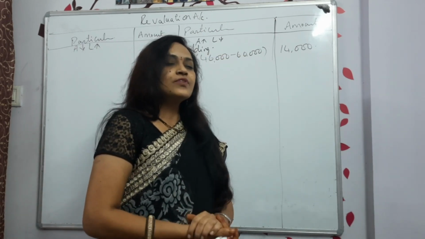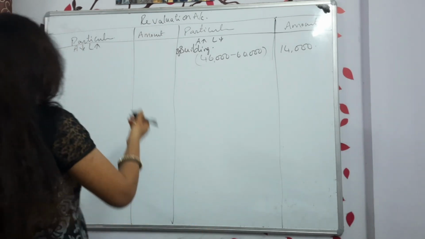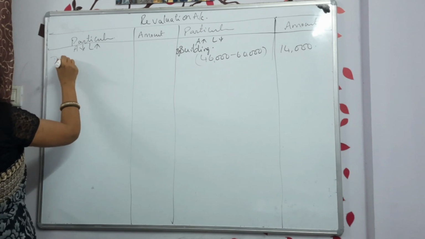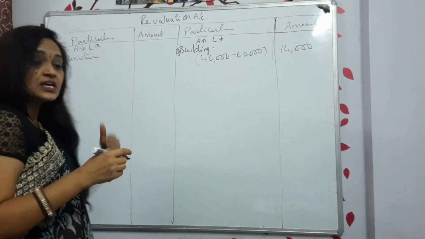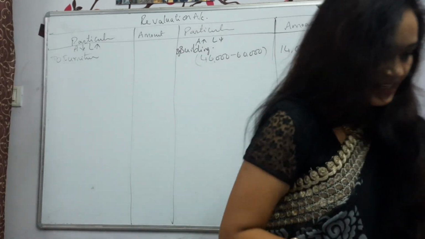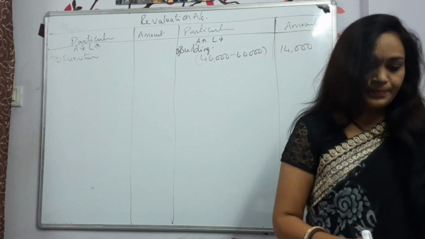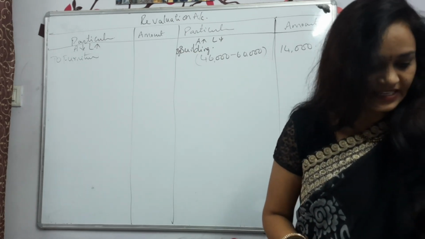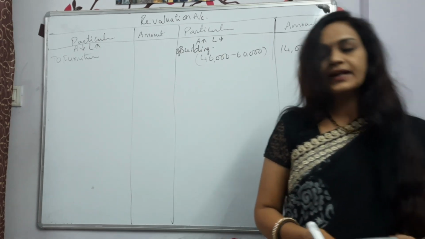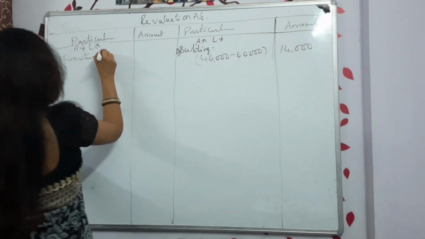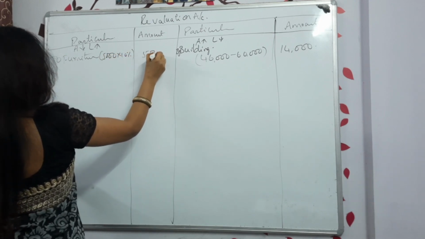Next, we have to depreciate furniture. Depreciation means the asset value is decreasing. So how much is it decreased? Depreciate furniture 10%. What is the value of the asset? Furniture value is 5,000. On that 10%, how much will you get? 5,000 into 10%, we are getting 500.